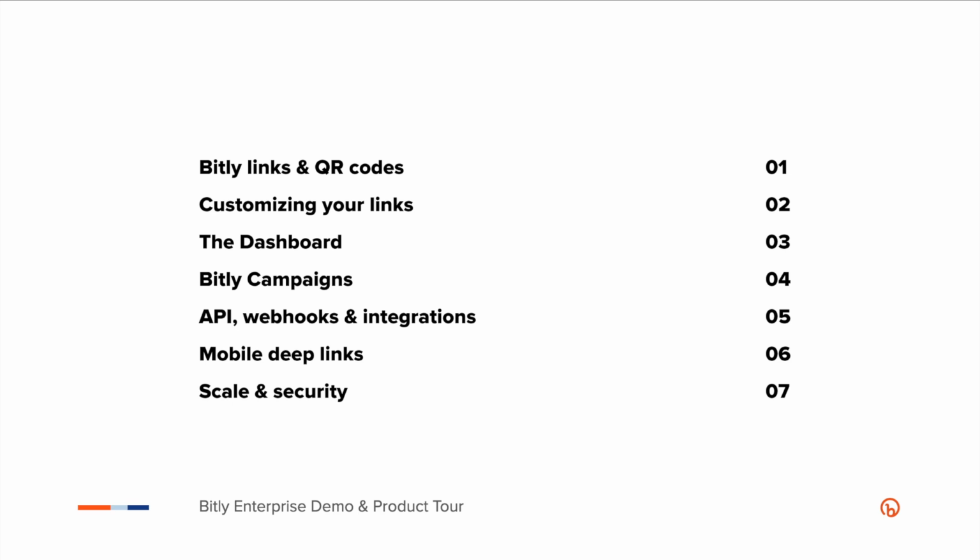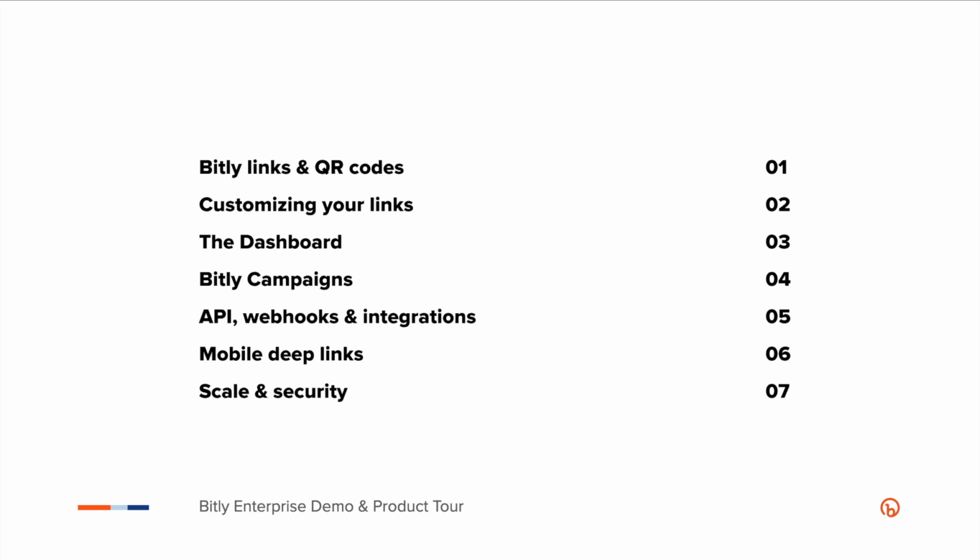Then we're going to go over the Bitly API, including a few examples of how businesses are leveraging it. After that, we'll show you some of the many apps that integrate with Bitly. That brings us to mobile deep linking and how your business can use it to drive app engagement and downloads.